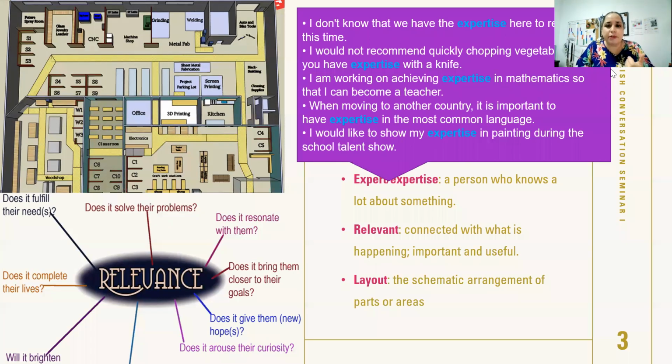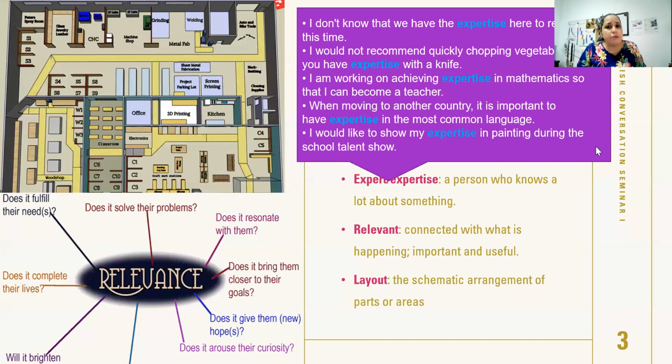Awesome. Another example: "I will not recommend quickly chopping vegetables unless you have expertise with a knife." Why? You need expertise because you can cut your fingers, you can cut your hands. We're talking about the use of a knife. Being expert or expertise refers, yes, to knowing a lot about something, but in professional life, it's to know a lot about something specific, something where you need to be kind of like a technician.